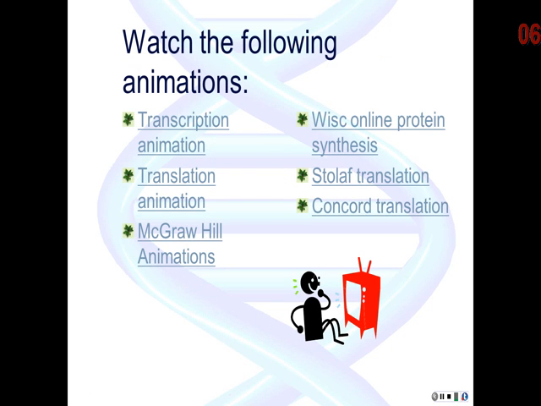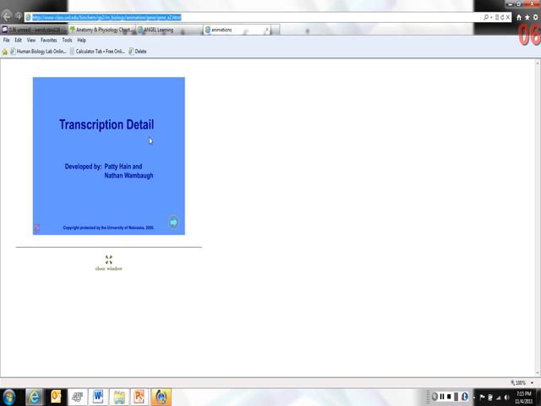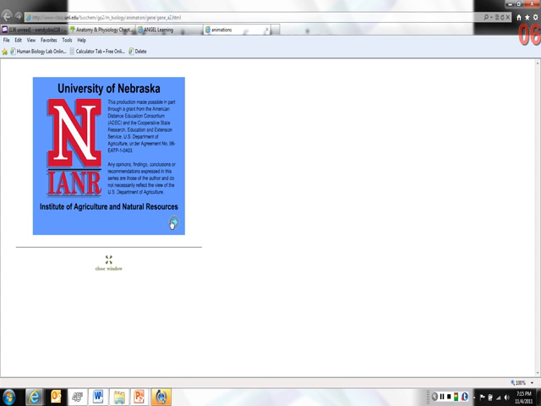There are several animations here that we're going to look at that are going to help in understanding this process. These animations are also going to be available to you outside of this presentation so you can watch them on your own. This first one is presented by the University of Nebraska.